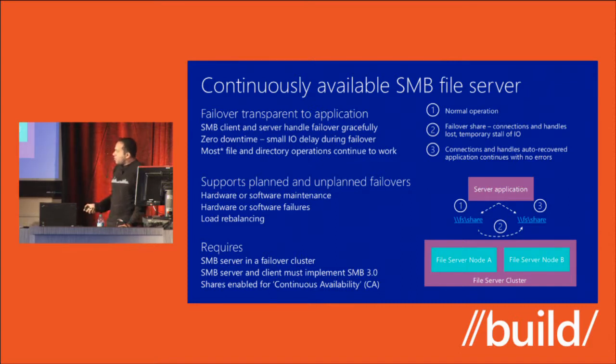So what this requires is you need to set up the SMB server in a failover cluster. Failover clusters have been available in Windows Server for a while now, but you need to set up the file server in a failover cluster, and then both the client and the server must implement SMB 3.0, which means that they have to be running Windows 8, Server 2012 or above. And then you have to specially mark the share for what is known as continuous availability. It's a bit which you can set on the share. It's a property which you can set on the share.